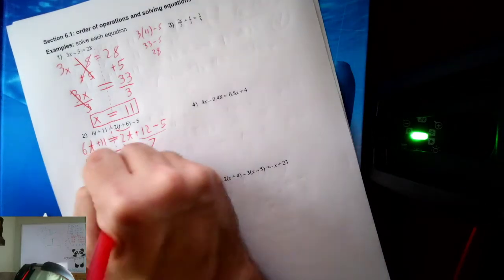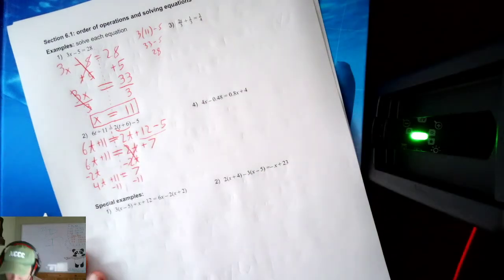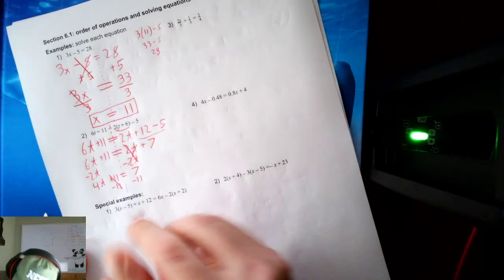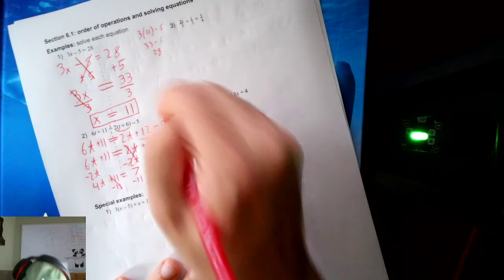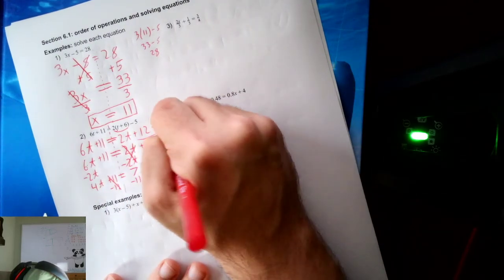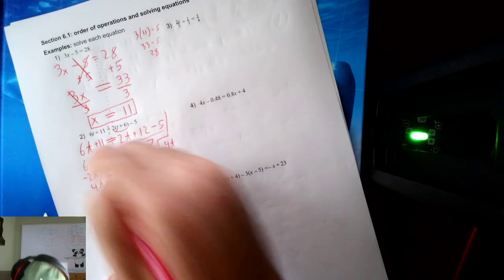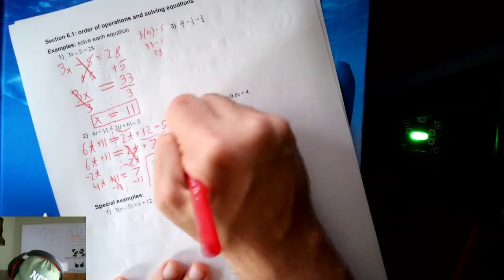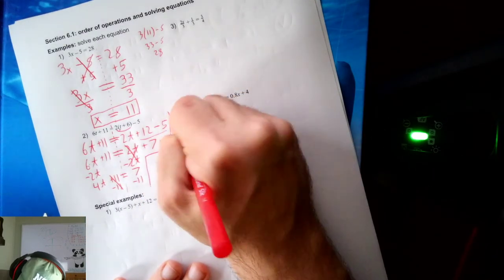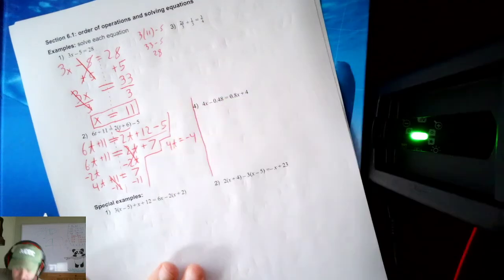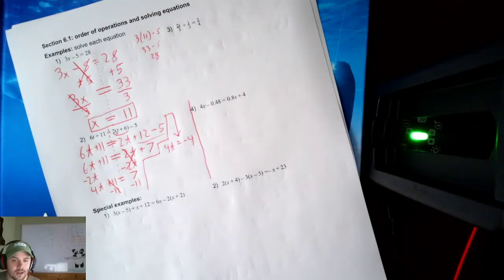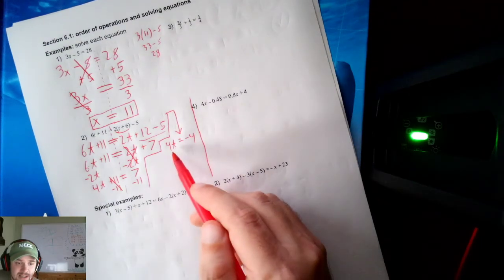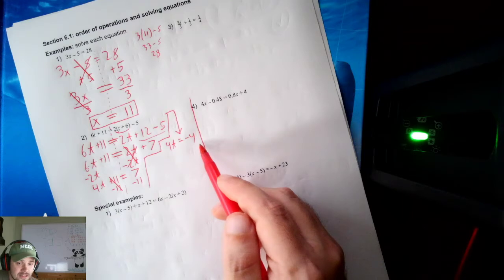Let's subtract 11 from both sides. So here I subtract 11. That leaves me with, pardon the use of space, but that leaves me with 4t over here. 7 minus 11 is equal to negative 4, right? So we now have all the variables on the left and all the constant terms on the right.